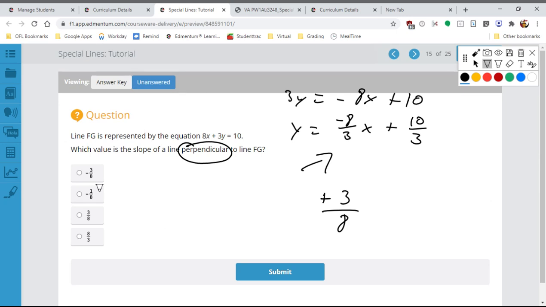All right, so our slope here ends up being this 3/8. So just remember, you're always solving for y. By solving for y, it just means isolate y. Get y by itself. Isolate y. Get it by itself.